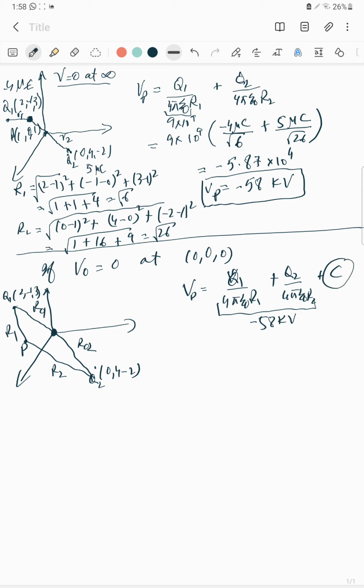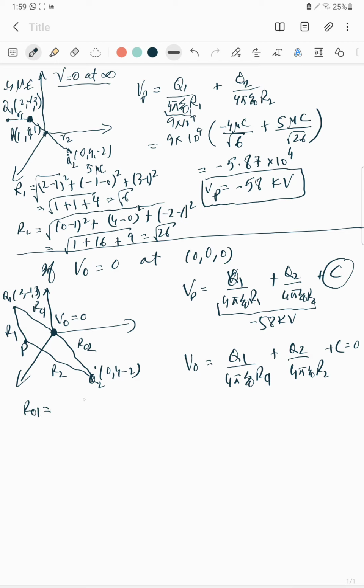But to evaluate the constant, I need to find the voltage V0 and make it equal to 0. So then I can find the constant. So what is V0? V0 is Q1 divided by 4 pi epsilon 0 R01. In this case I have to take these two distances from the origin. So this will be Q1 divided by 4 pi epsilon 0 R01 plus Q2 divided by 4 pi epsilon 0 R02 plus C. This is the same C, but this will be equal to 0. So from this I can find the constant C. Now in this equation, I know everything except R01 and R02.